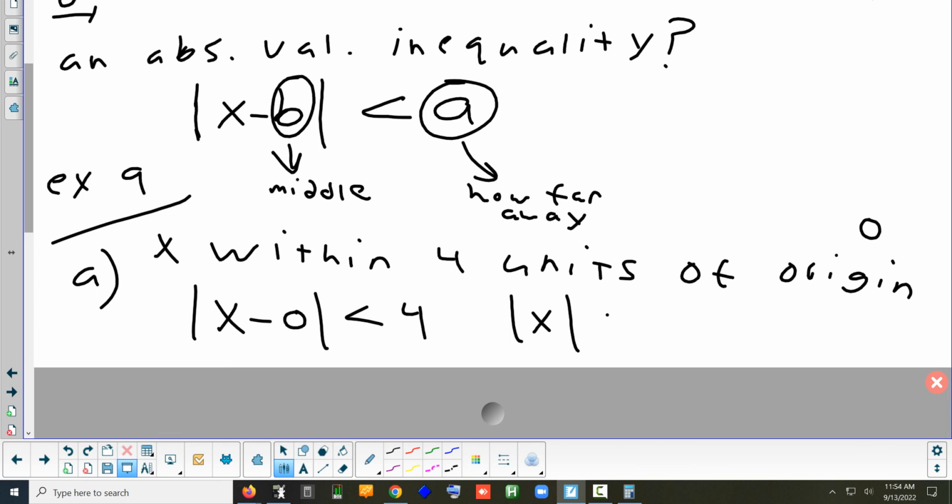So this would be the answer. If you pick a number and it has an absolute value of less than 4, then it will be within 4 units of the origin.